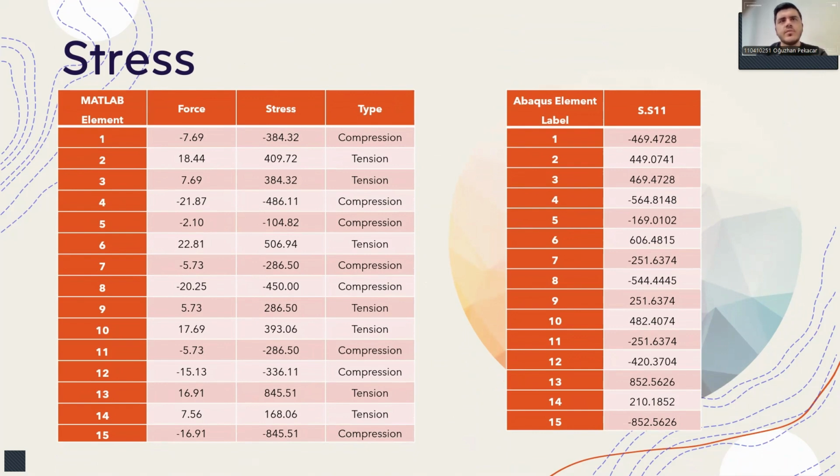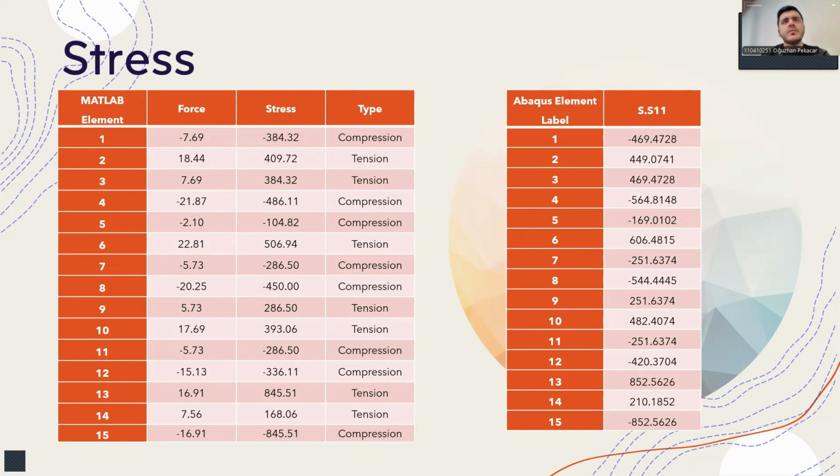These slides represent a comparison of the stress analysis results for a truss structure obtained using MATLAB and Abaqus. Here are some key points. MATLAB results include force, stress values, and their classification as tension or compression for each truss element. Positive stress values indicate tension, while negative values indicate compression. For the Abaqus results, the table provides the stress values for each truss element computed using Abaqus software.